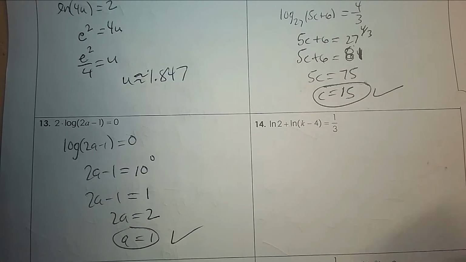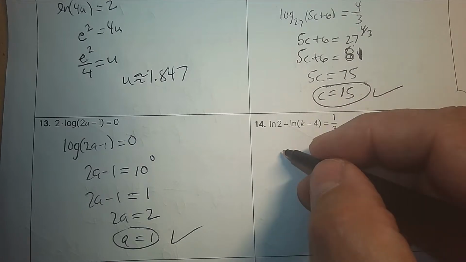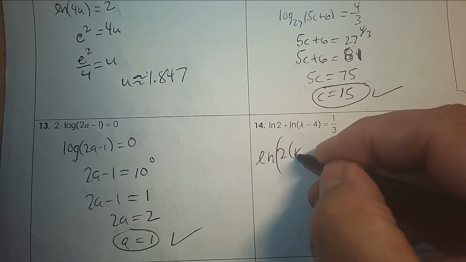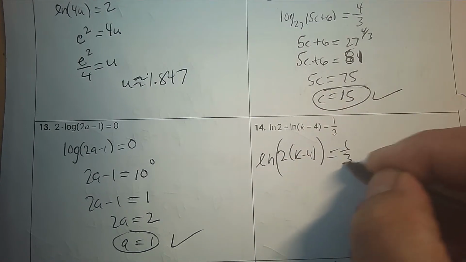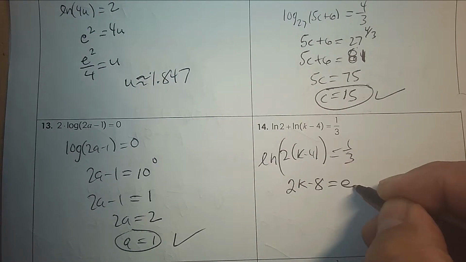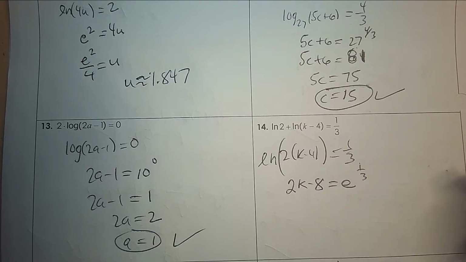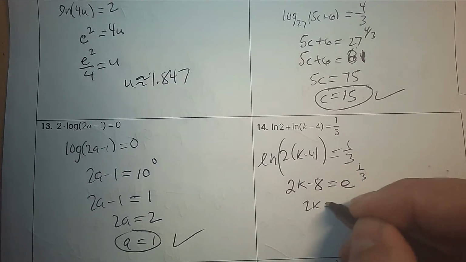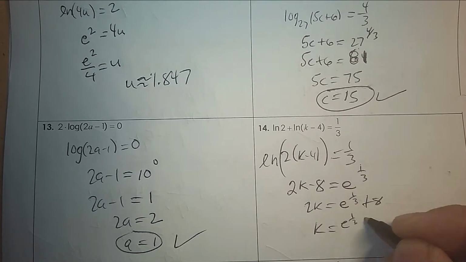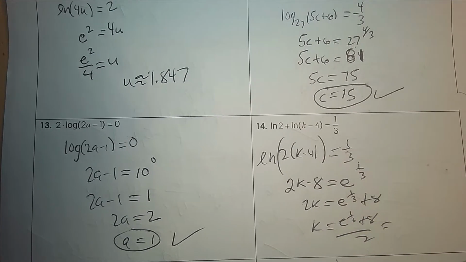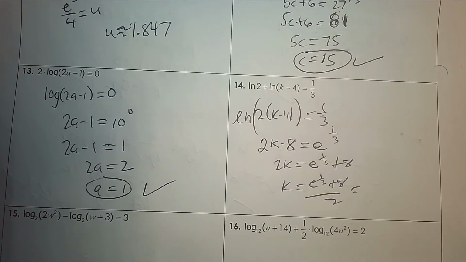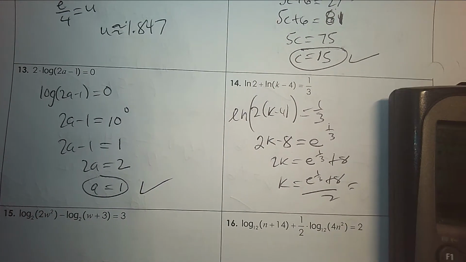14. So to combine this together, I'm going to multiply. So 2 times k minus 4. And then what's inside is 2k minus 8. The base is e to the 1/3. And then the exact answer would be e to the 1/3 plus 8. And then divide all of it by 2. That's a great answer.